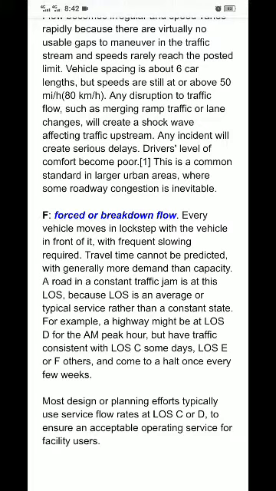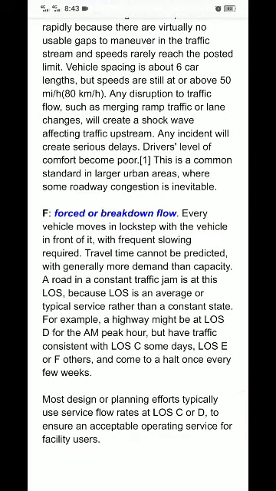A road in a constant traffic jam is not always at this LOS, because LOS is an average or typical service rather than a constant state. For example, a highway might be at LOS D for the AM peak hour, but have traffic consistent with LOS C some days, LOS E or F on others, and come to a halt once every few weeks. Most design or planning efforts typically use service flow rates at LOS C or D to ensure an acceptable operating service for facility users.